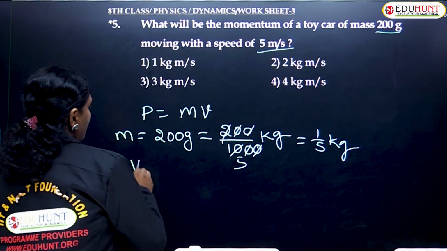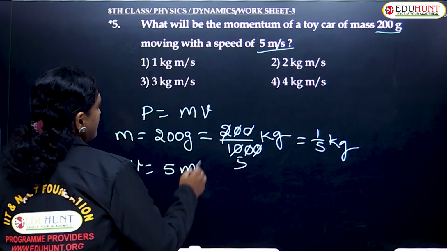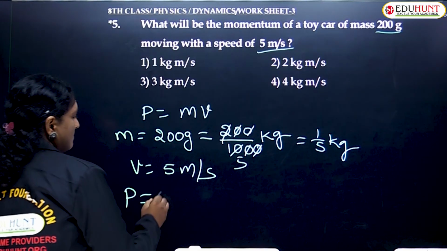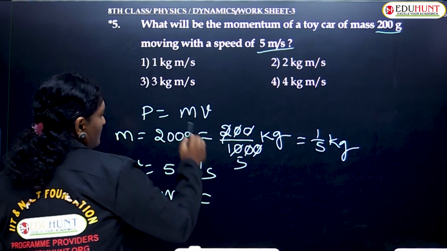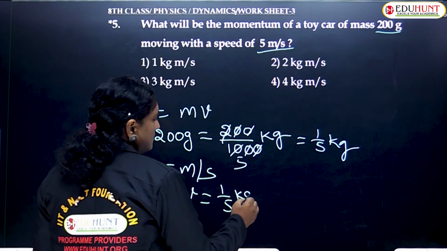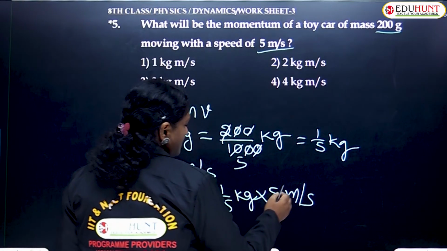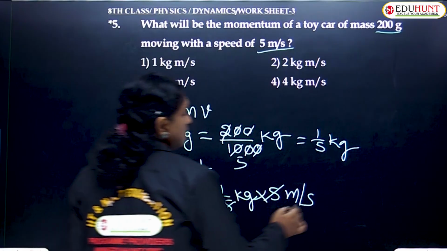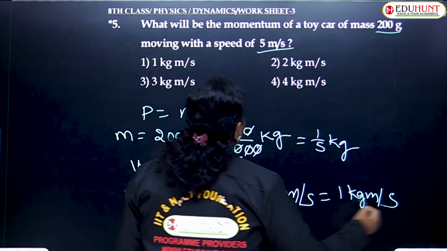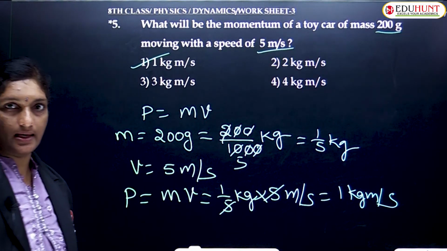And what is the speed given? V is given to be 5 meter per second. You are asked to find the momentum. So momentum is equal to mass into velocity. How much mass is given, children? 1 by 5 kg, into how much speed is given? 5 meter per second. This 5 and this 5 get cancelled. 1 into 1, how much? 1 kg meter per second is your right option. First one, 1 kg meter per second.